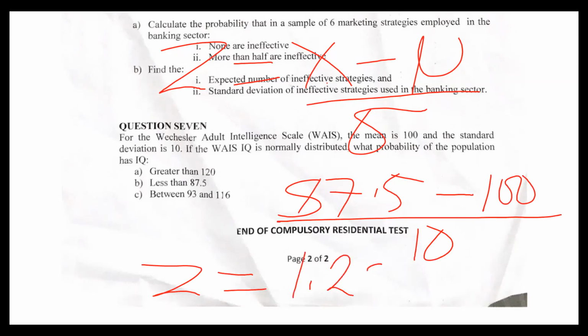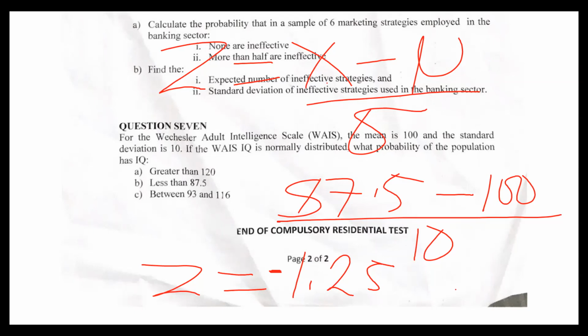1.25. Negative. Okay, you have negative 1.25, isn't it? Right? Are we all agreeing that this is our Z score? Yes. Okay. If this is our Z score, what we do now, we go again to the table.